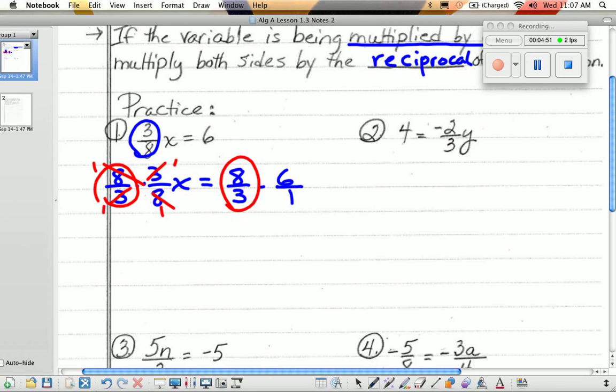When you just have a bunch of 1s multiplying and dividing, it's just 1. So in reality we end up with 1x, and we just call that x. 1x is x, isn't it? Over here, we have two options.